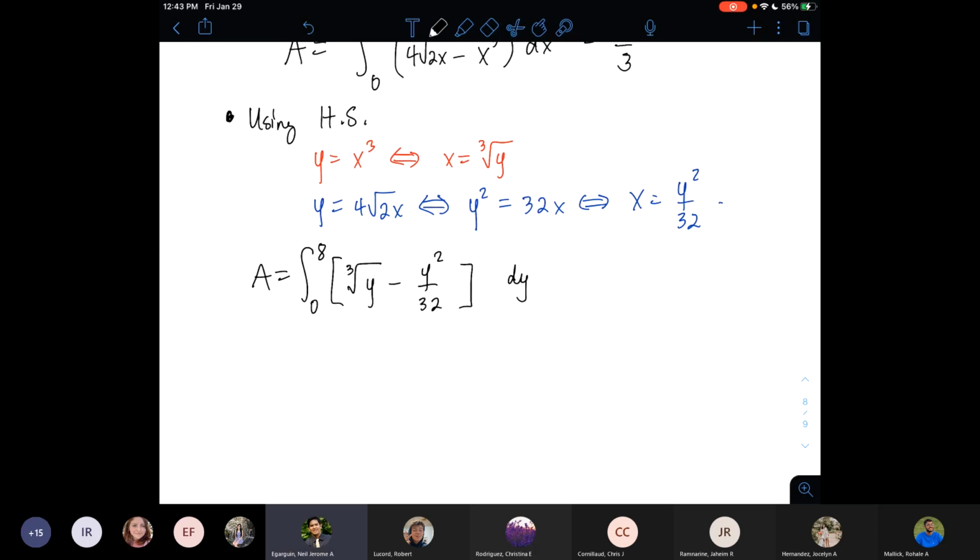And if you calculate this integral, you will also get 20 over 3, the same answer as what we get using vertical strips. Okay, so that tells us it really doesn't matter what type of strip you use. Sometimes they are equally convenient, but sometimes one is more convenient than the other.